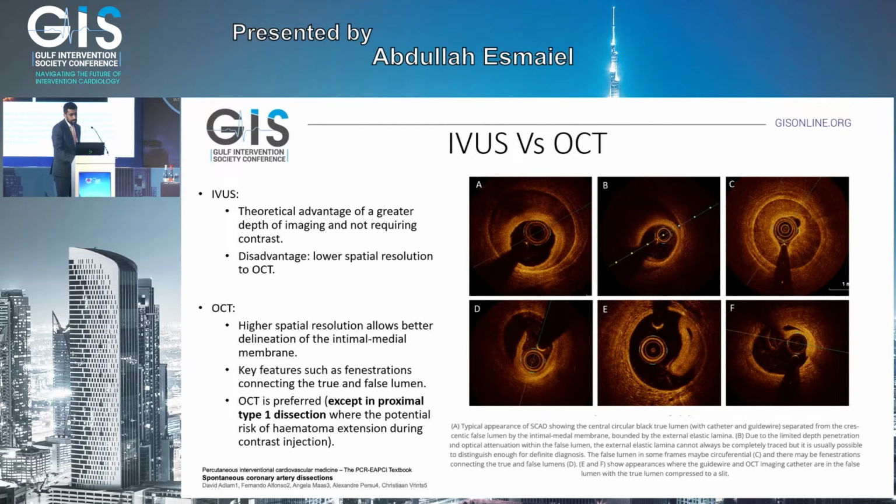You can see here in A, where you have true lumen and false lumen with no fenestration between the false and true. You can see in D, there is fenestration between the false and true. And in E and F, the wire is in the false lumen in both images, and the true lumen is compressed.